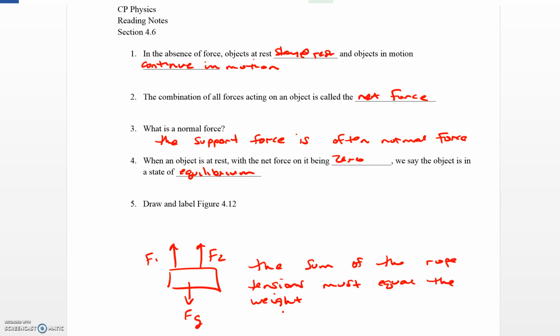And then for number 5, it asked us to describe the diagram that was in the book in figure 4.12. I just made a free body diagram of that. So we had the force due to gravity acting in the downward direction, and then we had 2 forces acting in the upward direction, and we know that the sum of the rope tensions must be equal to the weight acting down.